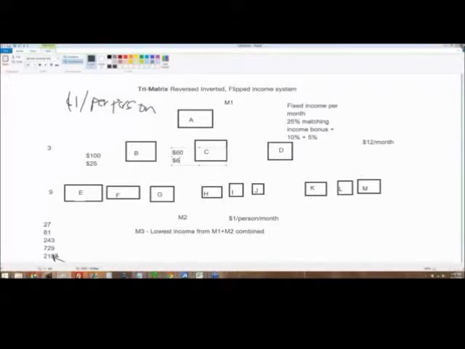And the way this is set up, because of these 3 matrices and everybody being flipped around like that, everybody in the company makes at least something. Everybody in the company is going to make at least something.